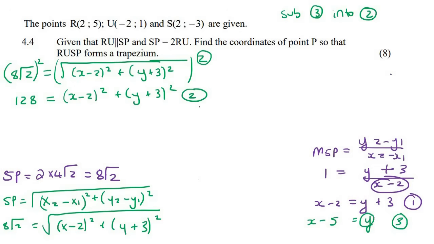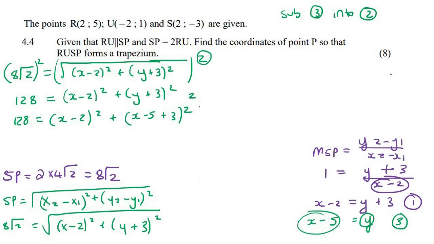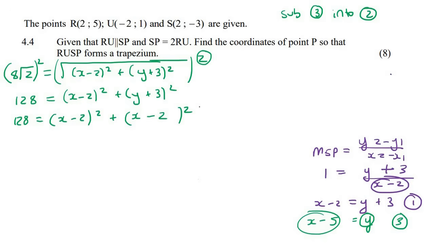So you see there's the y equals x minus 5, so we can replace that y with x minus 5. So we'll now end up with 128 equals x minus 2 squared plus the y value, which is x minus 5, plus 3 squared. And now we're just going to solve. So this just becomes x minus 2. I'm going to multiply out the two brackets, so you're going to end up with x minus 2 and then x minus 2, and here we also have x minus 2 and then x minus 2.